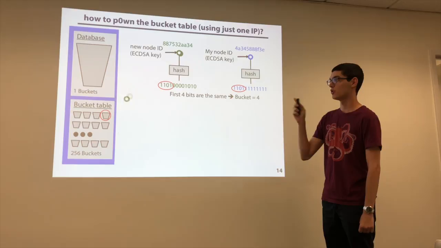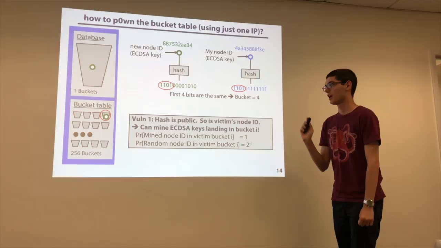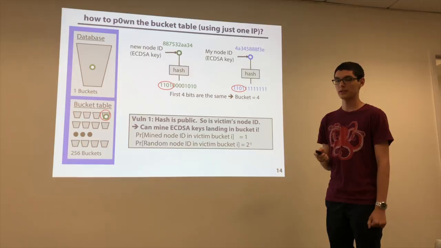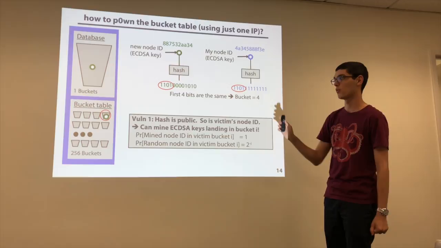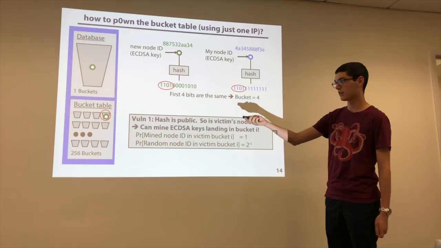So why is this important? This brings us to the next vulnerability. This hash is public. So is the victim's node ID. So basically, the attacker can just keep on creating these node IDs because you know the victim's ID, and you can keep on making them until you get the specific buckets that you want. And this is important because the probability of an honest node landing in a specific bucket, bucket i, is actually 1 over 2 to the i.